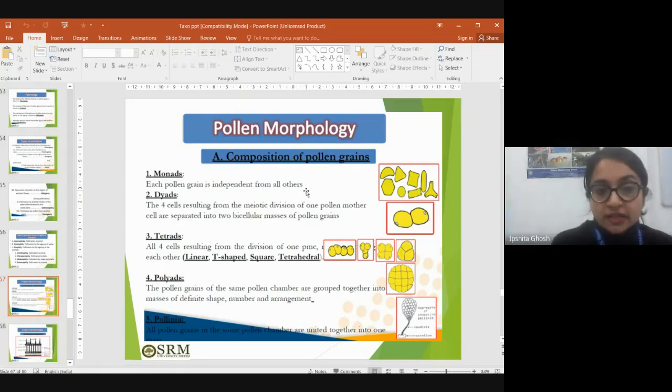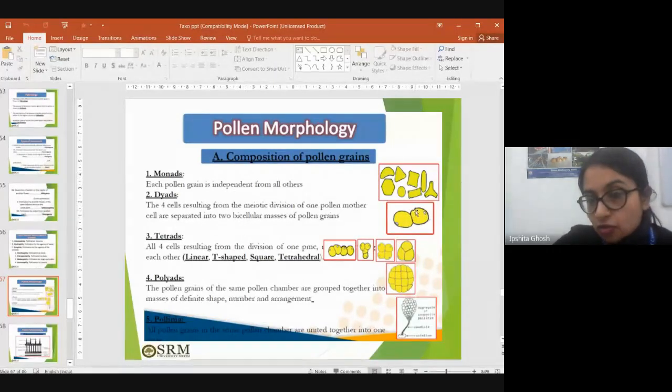Okay. What about dyads? Dyads means the four cells resulting from meiotic division of one pollen mother cell are separated into two bicellular masses of pollen grains. As you can see, look at the picture on the right hand side. Can you see that there are two attached lobes of this single pollen grain, right? The term dyads means two, so it relates to two. Here you can see that the meiotic division has helped in the formation of two bicellular masses of pollen grains. They look fused at some point. So this is called dyads.